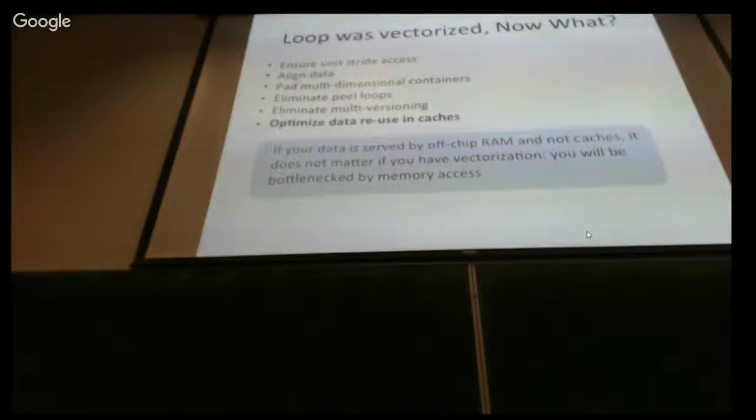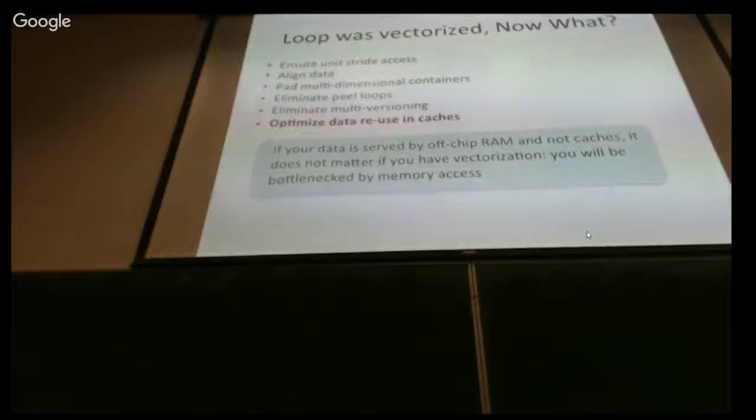So your loop was vectorized, now what? You need to ensure that you have unit stride access, because you can vectorize without unit stride access, as mentioned before, but you're going to suffer from gathers and scatters because of your non-unit stride access. So why not try to think about a refactoring of your algorithm that will allow for unit stride accesses? You need to align your data structures. I'll be touching on that a little bit later on. You need to pad multi-dimensional containers to make sure that alignment is correct, to avoid false aliasing, to avoid false sharing, and so forth.